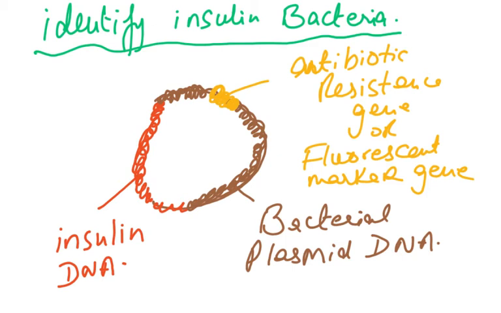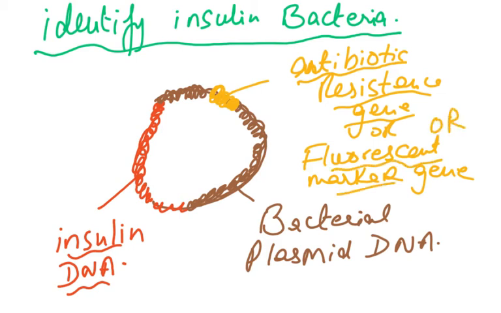So what we do is, when we introduce the human insulin DNA, along with it we add another gene, which is either an antibiotic resistance gene or a fluorescent marker gene. So in the plasmid, we've also added that. Then we add the antibiotic, and if the antibiotic kills it, then of course it doesn't contain the insulin, but if it is resistant, then we know it has the antibiotic resistance gene and it's got the insulin gene. So that bacterium we need.